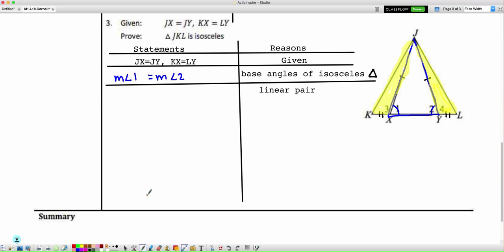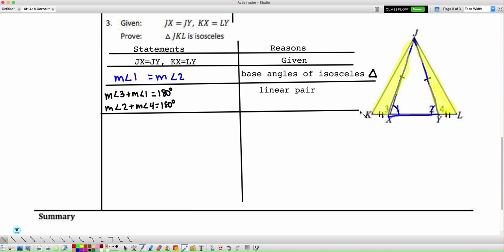So my linear pair, I'm going to say that the measure of angle 3 plus the measure of angle 1 equals 180. But I could use that logic over here. I could say that the measure of angle 2 plus the measure of angle 4 also equals 180 for the same reason. So both of those are sets of linear pairs.